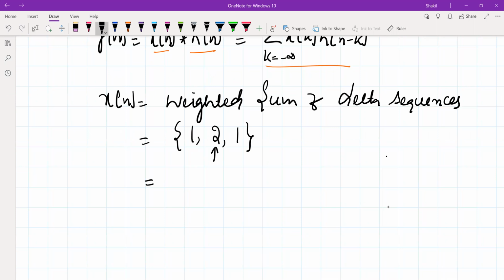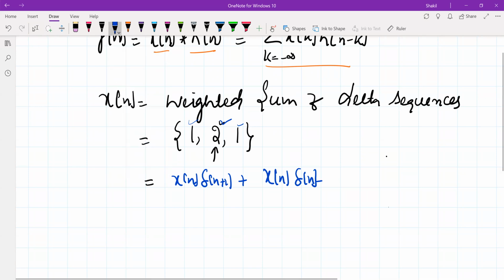Now to get this sample point, we saw this last time. To obtain the sample point of x of n, we simply multiply x of n with delta n. In the same way, to get this sample point, we multiply x of n with delta n minus 1. To obtain this sample point, we multiply x of n with delta n plus 1. So we write it like this: x of n delta n plus 1, plus x of n delta n, plus x of n delta n minus 1.